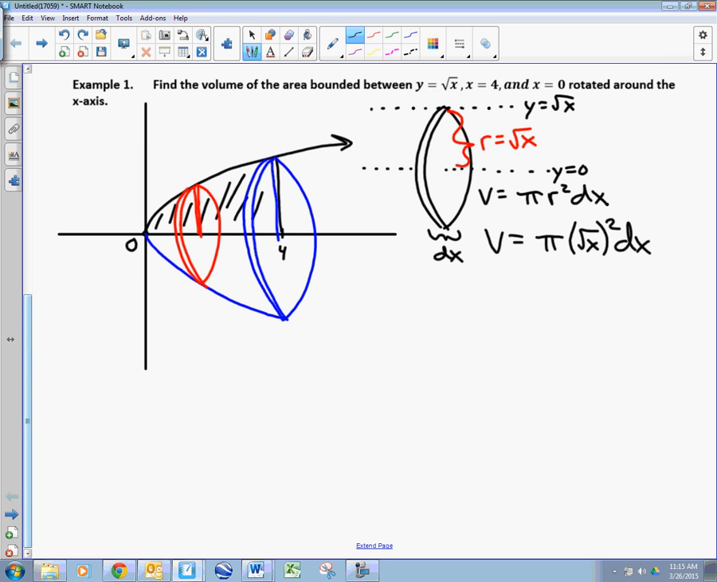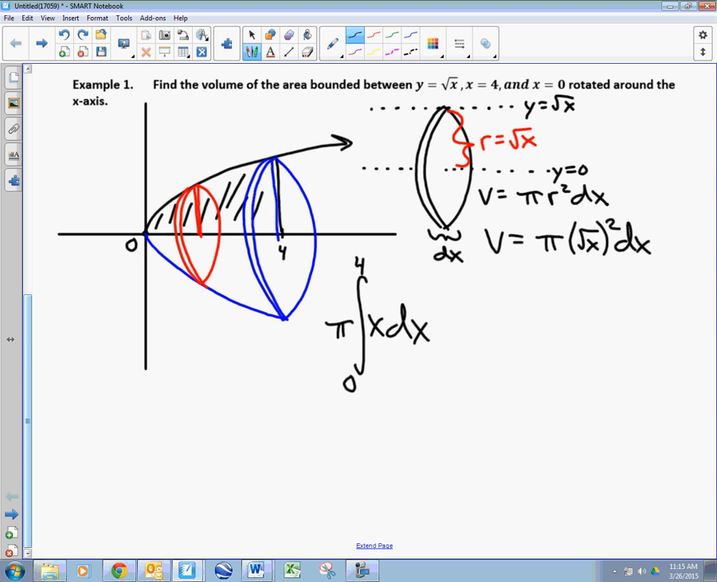Now that I have the volume of one of these disks, how many would I like to find the volume of? An infinite number, so we go from 0 to 4, pi. What do you get if you square the square root of x? X dx.